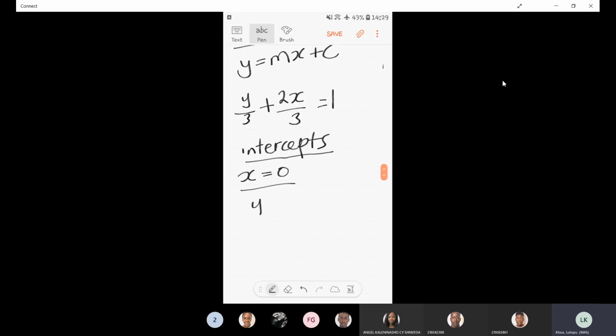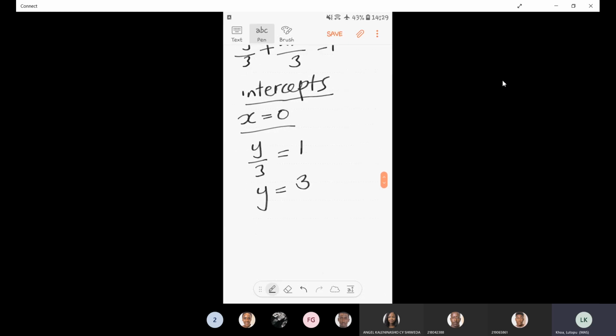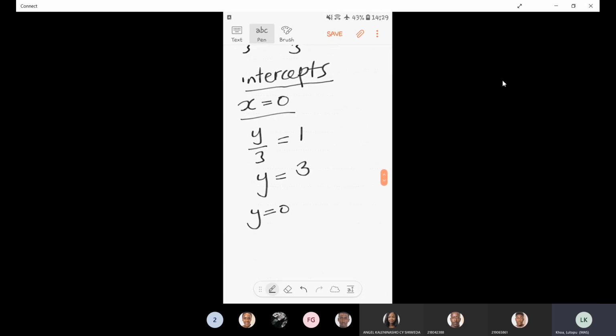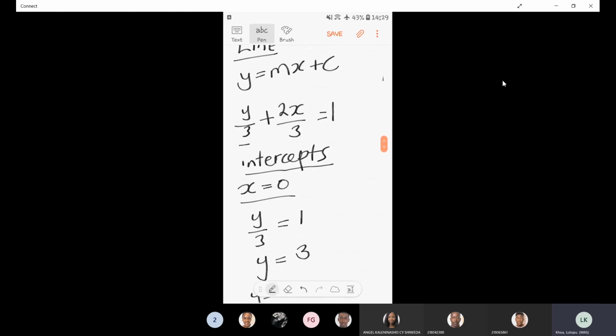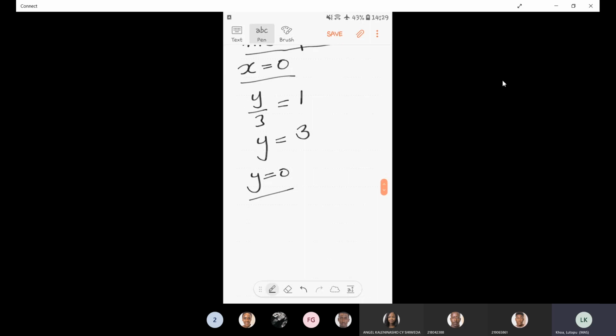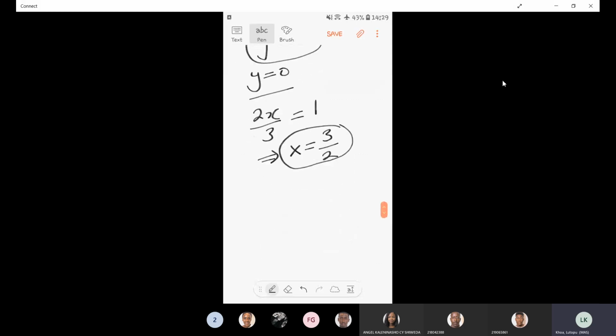So I'll have y over 3 is equal to 1. And this means that y is equal to 3. Okay, and then I make y equal to 0. Now if y is equal to 0, when I substitute that, I'll have 0 over 3. Then I have 2x over 3 is equal to 1. And this means that x is equal to 3 over 2. So now to sketch these points, and then I will connect them using a straight line.